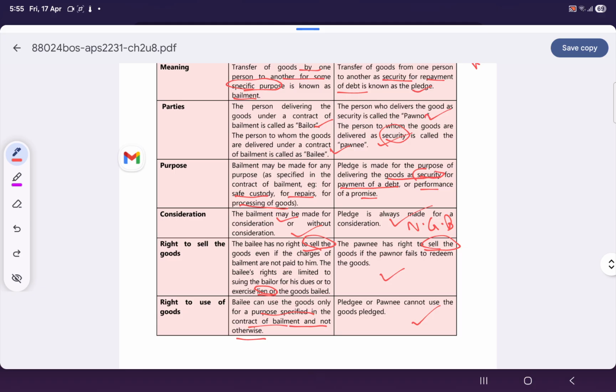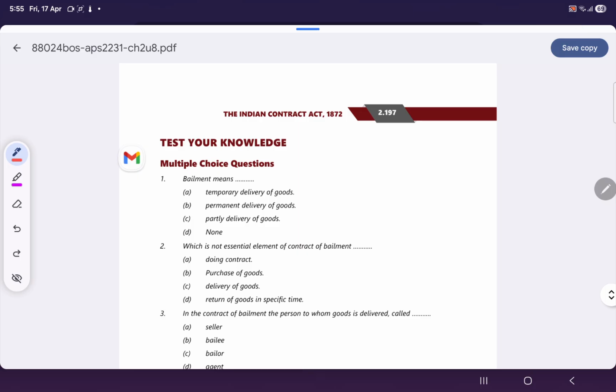Now we are going to do MCQs. Bailment means: temporary delivery of goods, permanent delivery of goods, partly delivery of goods, none. It is temporary delivery of goods. Which is not an essential element of contract of bailment: doing contract, purchase of goods, delivery of goods, return of goods in specific time. So purchase of goods is not essential in a contract of bailment. There is no purchase, there is only change of possession, contract and return of goods.